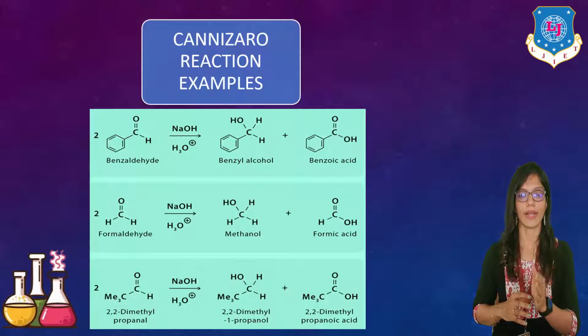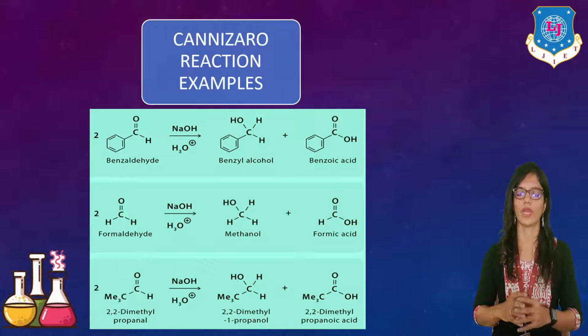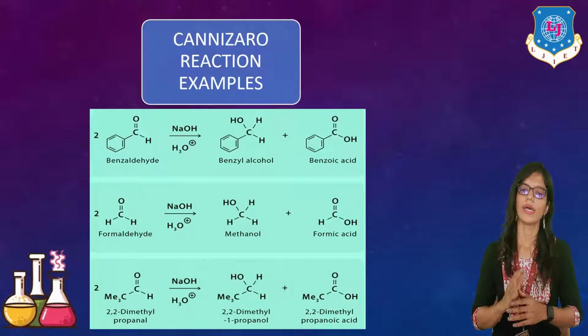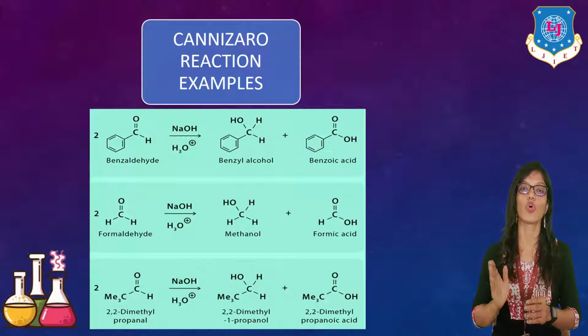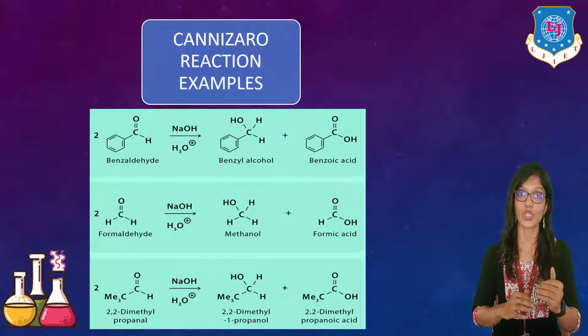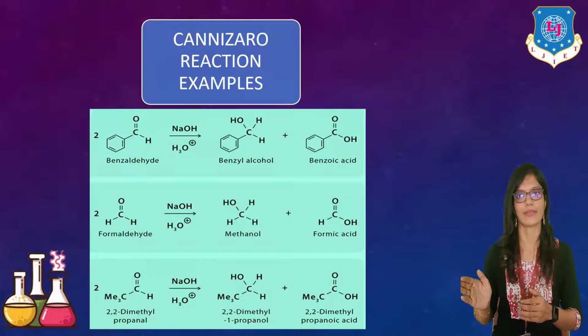Two parts of formaldehyde will be reacted with NaOH and H3O+. The first compounds that we will get here are methanol, CH3OH, and formic acid, HCOOH. So this is also known as the reaction for conversion of formaldehyde to methanol and formic acid.